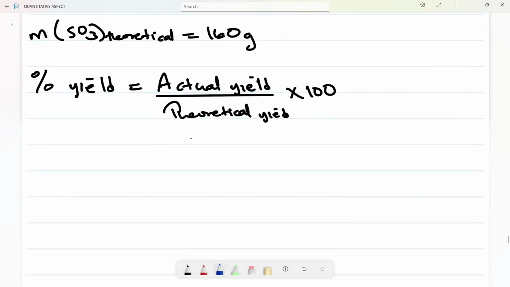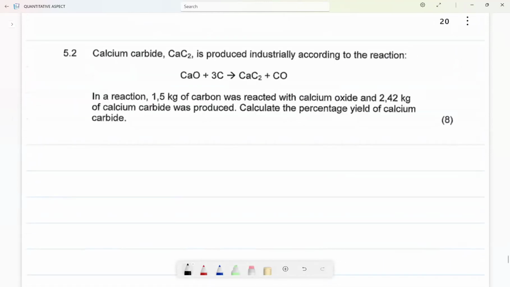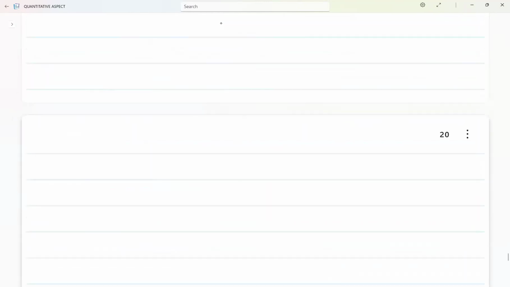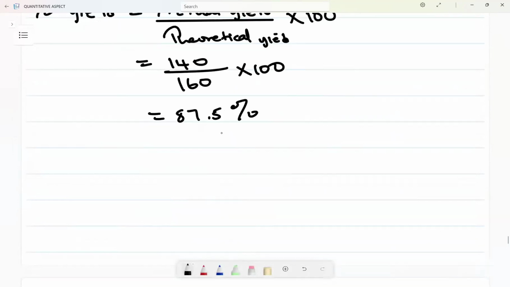Then how much do I get? I still need to do this. Remember, the actual was how much? 140. The one that was produced. The one that we calculate is how much? 160. And then I multiply that by 100. So I get 140 divided by 160, which gives me something like 87.5%. Is that clear? I want to believe so. Then I have at least one example here regarding percentage yield. We might need to do it on its own page.